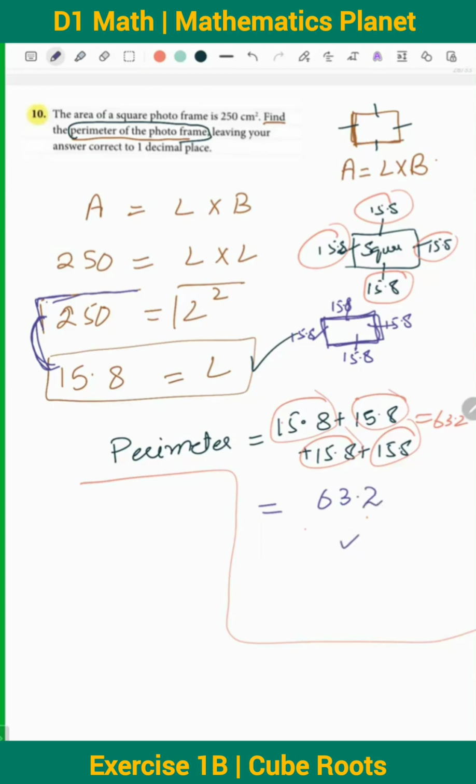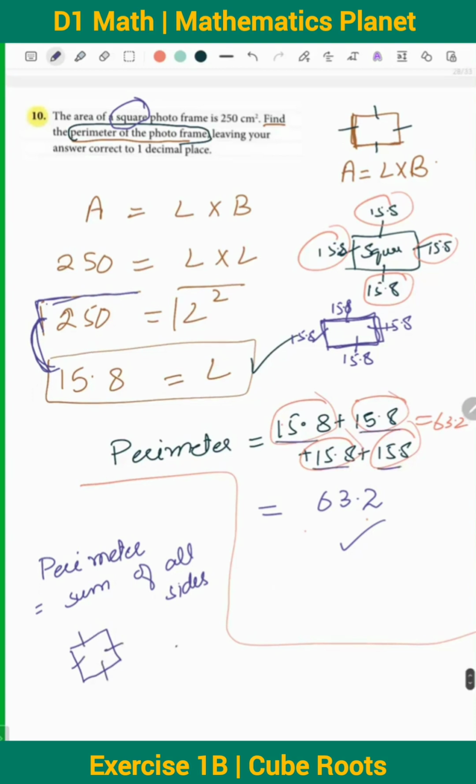Because what is perimeter? Perimeter is the sum of all sides. So how many sides does a square have? 4 sides. So therefore we add 4 times. If they talk about a triangle, are we going to add 4 times? No, we will add them 3 times. Very good.